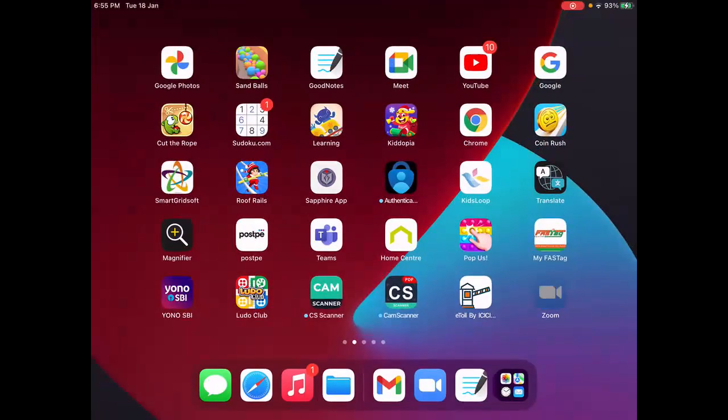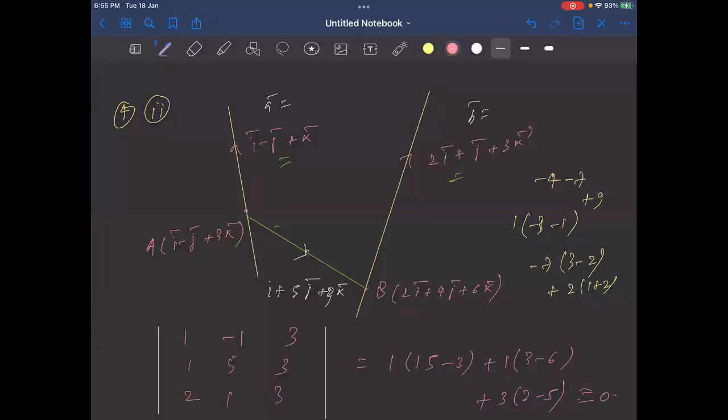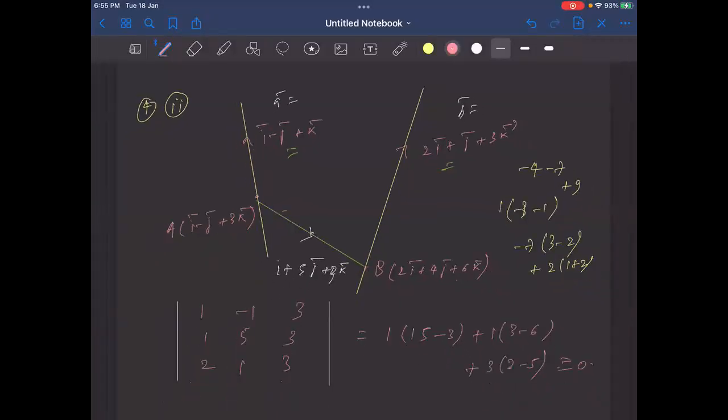It's coming 0 now. It's coming 0, so it means what? Can I say these lines are intersecting? Yes, sir. Since the lines are not skew, they are intersecting, so the shortest distance between these two lines will be what? 0.